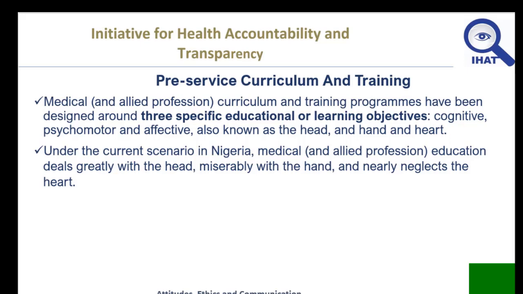Looking at pre-service curriculum and training, medical curriculum and training programs have been designed around 3 specific learning objectives, which are cognitive, psychomotor, and affective, and also known as the head, the hand, and the heart. Under the current scenario in Nigeria, medical education deals greatly with the head, miserably with the hand, and nearly neglects the heart.